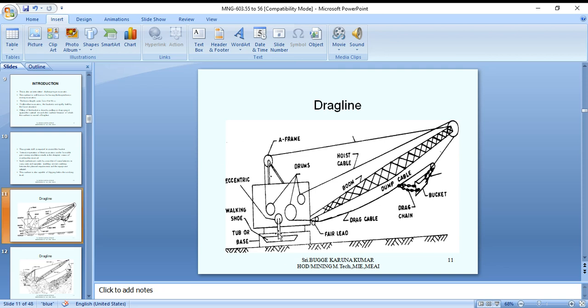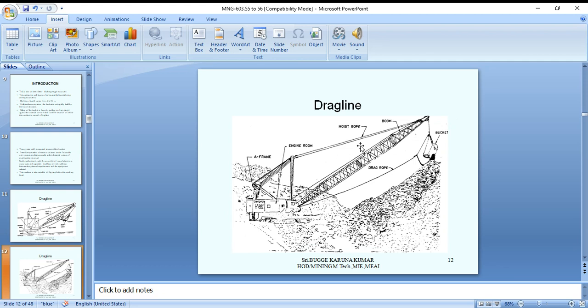The turntable is provided here, and also the base. Walking shoes are available for movement from this place to another place, but movement is very limited. That is one of the basic disadvantages. Once fixed, this much weight cannot move easily. For movement, you have to stabilize the ground because there must be no loose ground. So one dozer will always be working around it for compaction. Once the base is prepared, the dragline stays there and the operation starts.